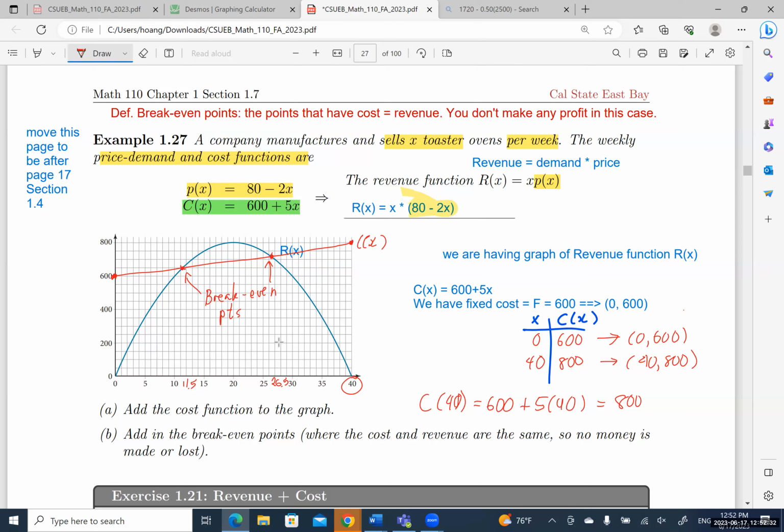We don't make any money in here. Cost and revenues equal each other.